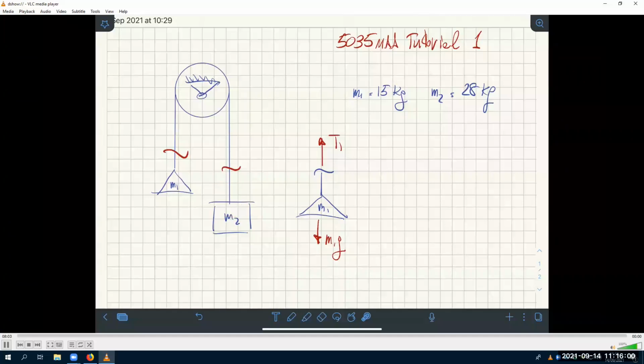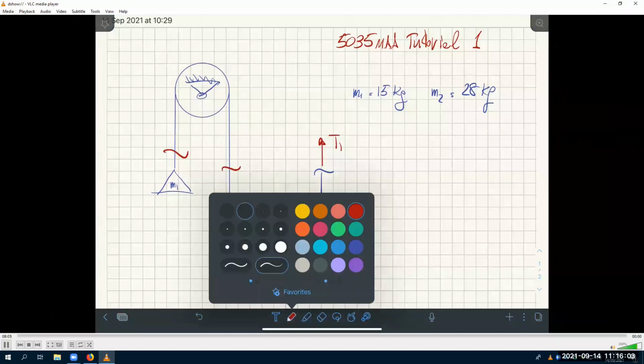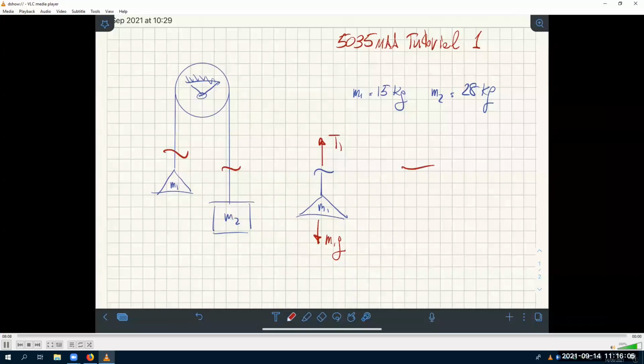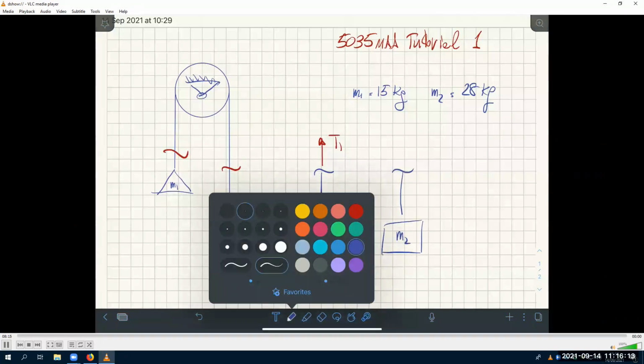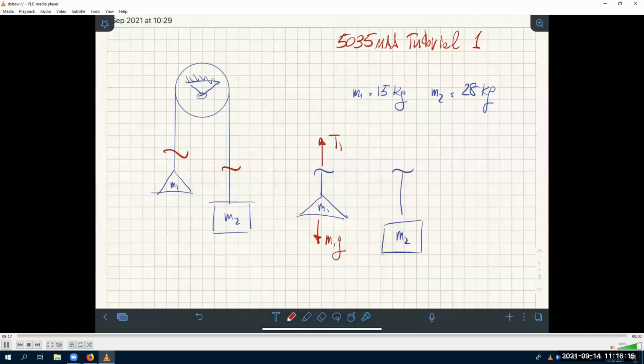Now, I was saying, how many forces are acting on body 2? While I draw it, please tell me. How many? 2. So I will call this T2 and M2G, of course. So we have the weight of the mass and the tension of the rope. Now, I call them T1 and T2, but since the pulley is massless and frictionless, we know, or you can demonstrate, that these T1 and T2 are the same T.